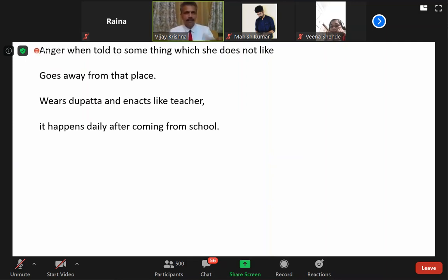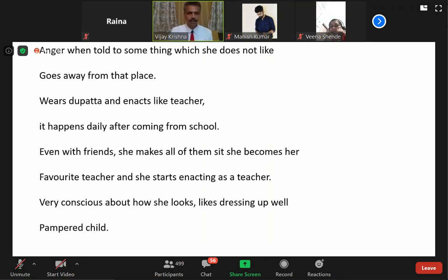Very angry child, when told to do something, goes away. Yeah, she gets angry and she goes away from the place. She wears dupatta and she enacts like a teacher. It happens daily after coming from school. This is what our homeopath friend gave us as history. She told she wears dupatta, she enacts like a teacher. Even with friends, she makes all of them sit. She becomes her favorite teacher and she starts acting like a teacher. Very conscious about how she looks.